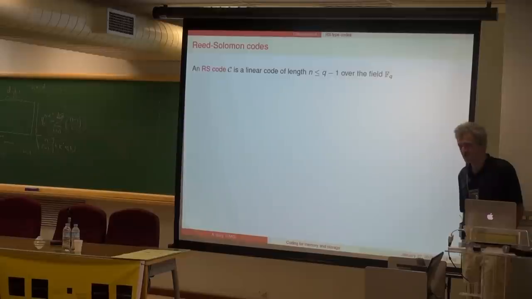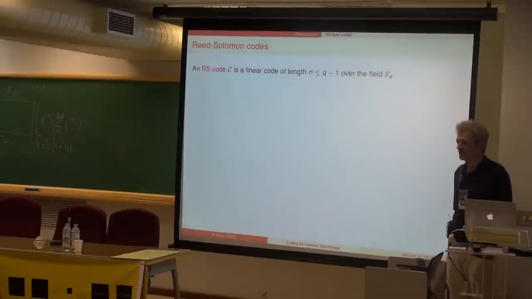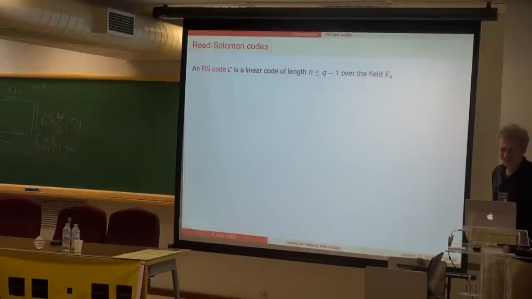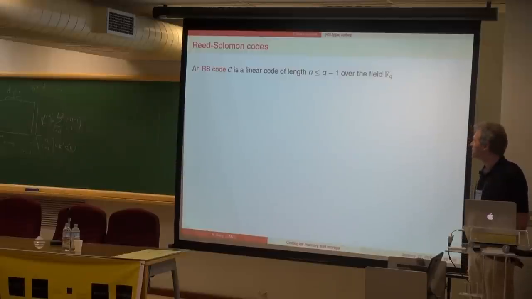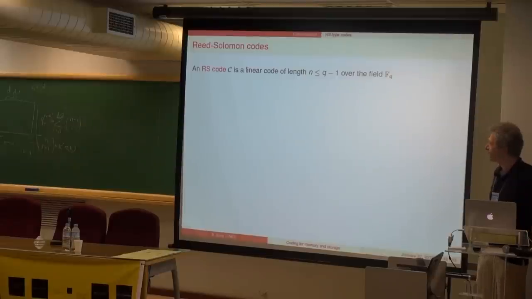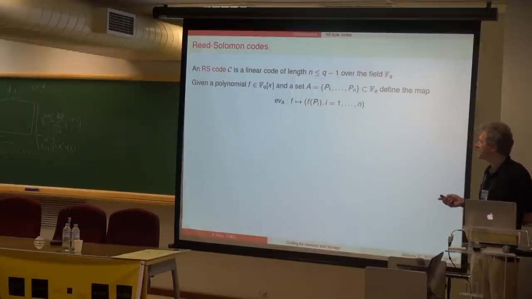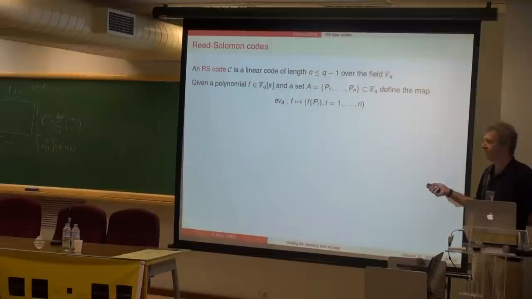Let us remind ourselves of Reed-Solomon codes. Of course, they were mentioned many times, but for someone who hasn't seen them before, let us remind ourselves. It is a code of length at most q minus 1 over a finite field of size q, and we do the following. We need to encode k symbols into n symbols, and for that we will work with polynomials. Define the evaluation map. Suppose there is a subset of elements of the finite field F_q, p1 through pn, those are the points in the field. Given a polynomial in one variable over that same field, evaluation maps the polynomial to the vector of values of that polynomial at the points p1 through pn.